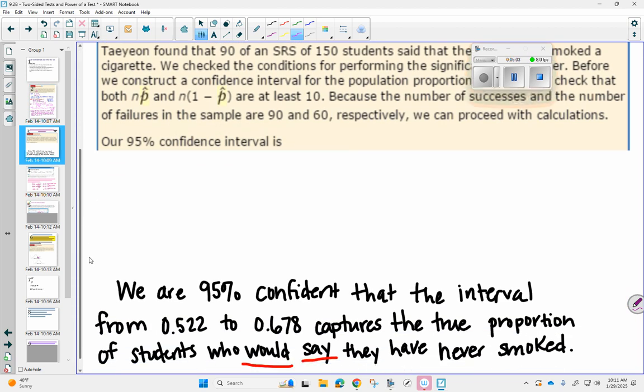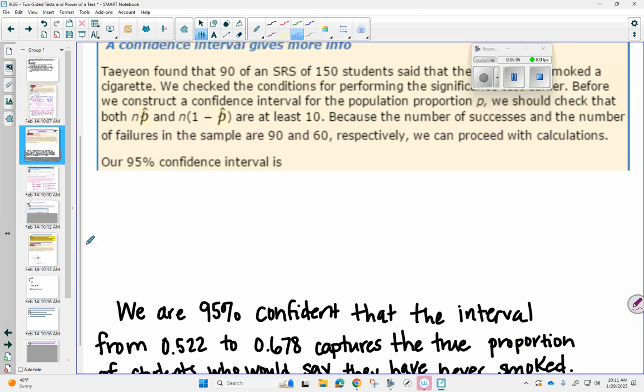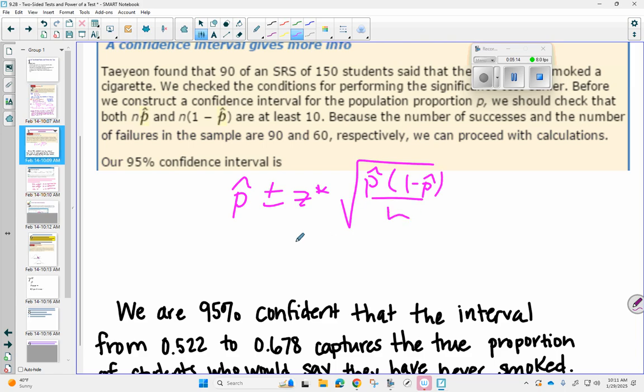It's been a while since we've calculated a confidence interval. It looks like this, in case you forgot. This would be the formula for it. All right, and you could just plug it into your calculator to quickly get 0.522 to 0.678. Guess what? We can relate these to our test.